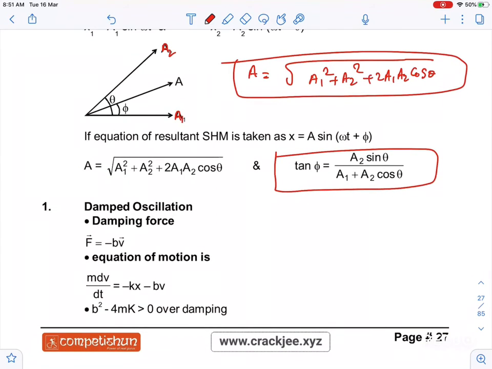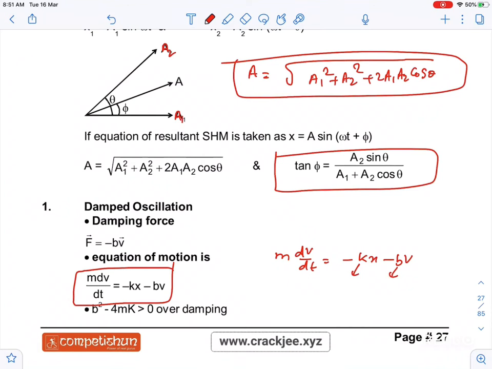Okay, now guys, damped oscillations, they have asked some questions on damped oscillation. So I'll suggest you, if some question on damped oscillation comes, you can use differential equation to solve this problem. So differential equation, you are already aware of this thing. So m dv by dt is equal to minus kx minus bv.